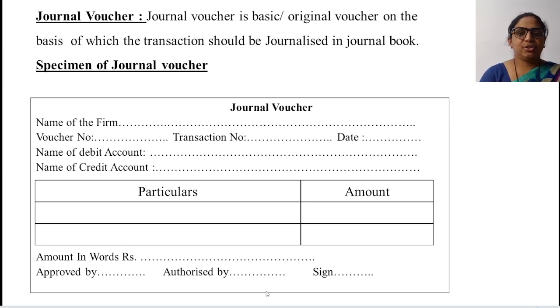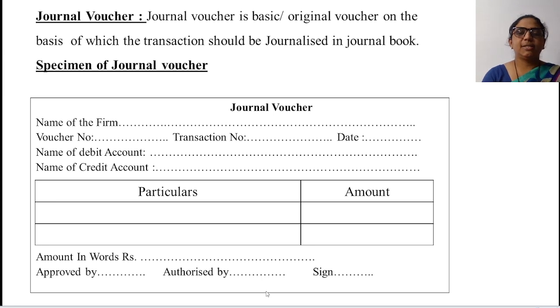As in the last lecture, we have started the new chapter, Journal. In that, we have seen the introduction, meaning, importance and utility of documents. In the last lecture also, we have seen the voucher. What do you mean by a voucher? Two types of voucher: internal voucher and external voucher. Continuing from the last lecture, we will see the next voucher, which is the journal voucher. Today we will see what do you mean by a journal voucher and the specimen of a journal voucher.